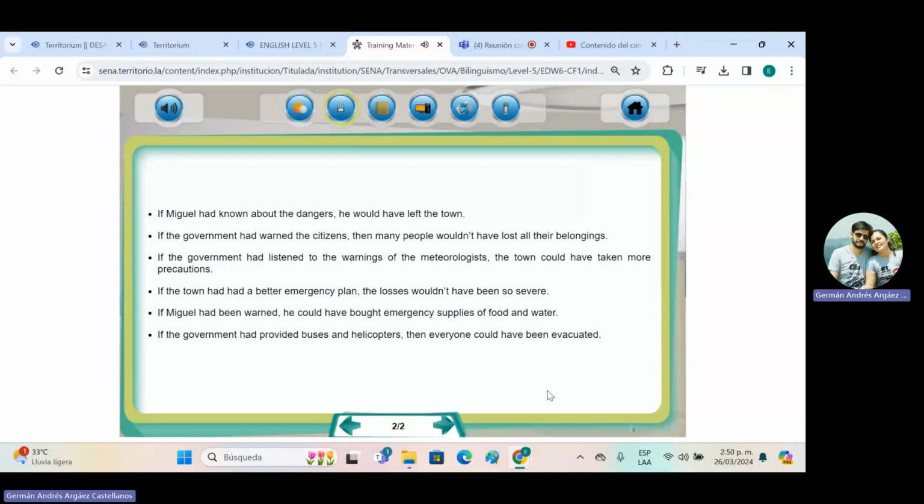If the government had provided buses and helicopters, then everyone could have been evacuated.